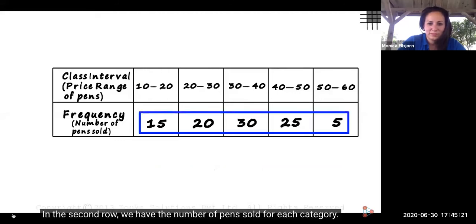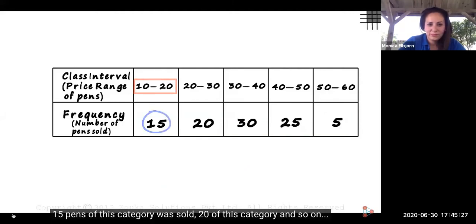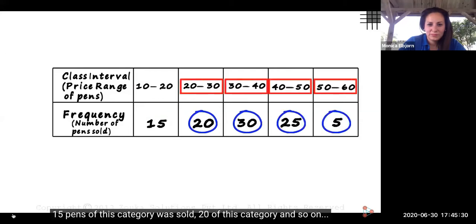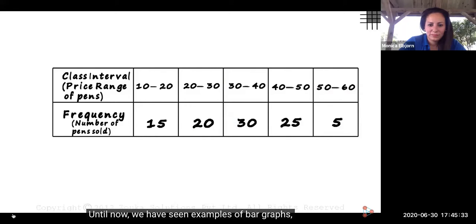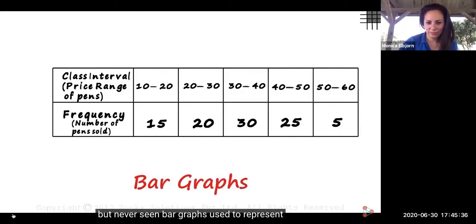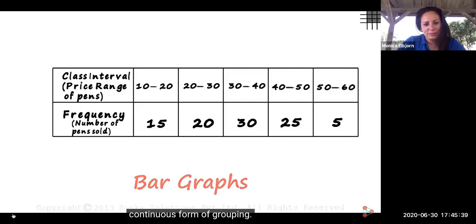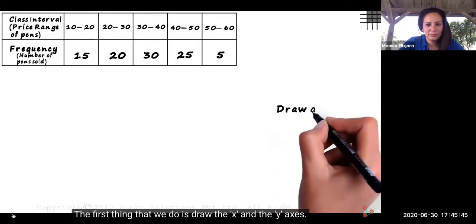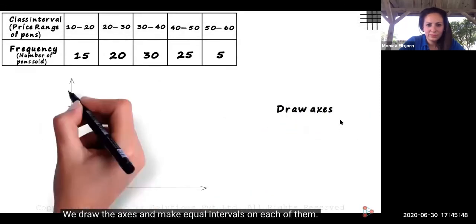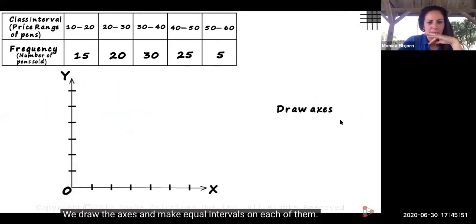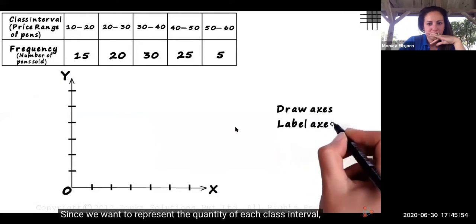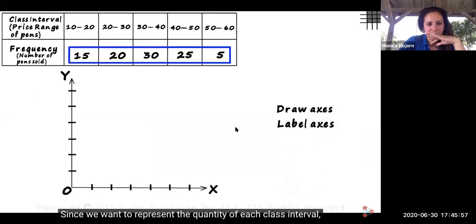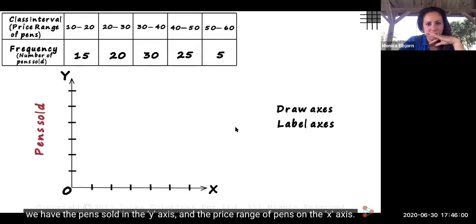In the second row, we have the number of pens sold for each category. 15 pens of this category were sold, 20 of this category, and so on. Until now, we have seen examples of bar graphs, but never seen bar graphs used to represent continuous form of grouping. Let's see how we can do that. The first thing that we do is draw the x and the y axis. We draw the axis and make equal intervals on each of them. Then we label the axis. Since we want to represent the quantity of each class interval, we have the pens sold on the y-axis and the price range of pens on the x-axis.